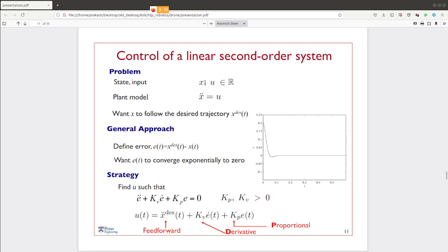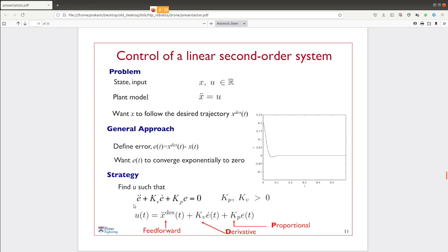So in order to take this x value to x desired, I have to give some u. And what is the meaning of u? According to this plant model, u is nothing but x double dot. So I have to control this x double dot so that this e has to go to 0. So how am I going to achieve that? I'm going to choose a control algorithm such that I'm going to have an equation like this.